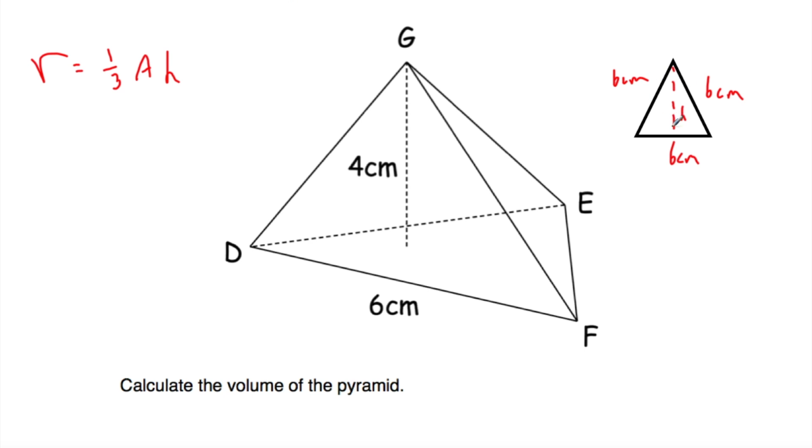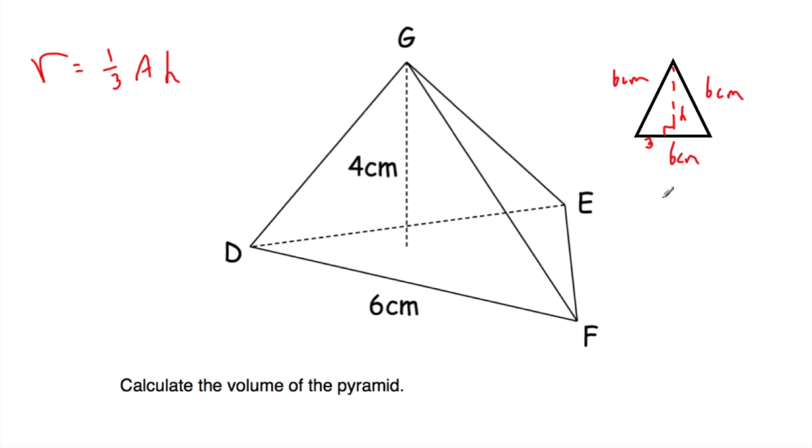To find the height of the triangle, that's a right angle triangle. We've cut this triangle in half, so if that's 6 centimeters, this side will be 3 centimeters, and that side will be 3 centimeters. And we've got the hypotenuse, the longest side opposite the right angle, is 6 centimeters. So we're going to use Pythagoras' theorem here on this little triangle on the right-hand side, to find the height of the triangle.